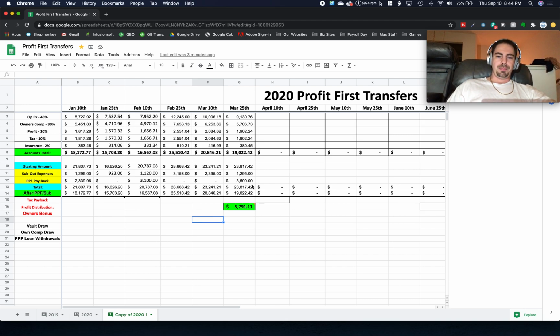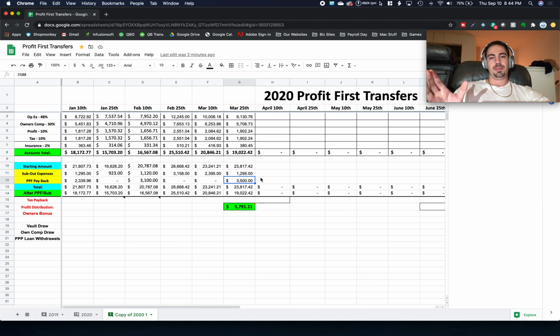So let me backtrack one more thing here. Once I've completed all this, now I'm making my transfers for this sub-out expense and this PPF expense. So remember, this money right now is in the income account. I'm going to send the total of these two. So in this case, what is it? $3,795. I add left to right. I'm weird, but it's faster. $4,795. I'm going to transfer that over to the operations expense account first. So that is basically paying the OPEX back for what it already spent on these expenses. Okay, does that make sense?